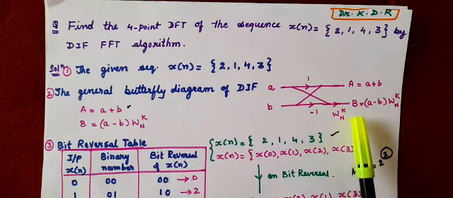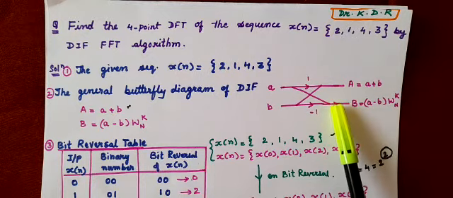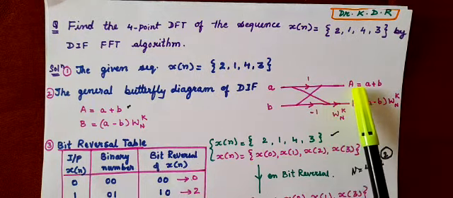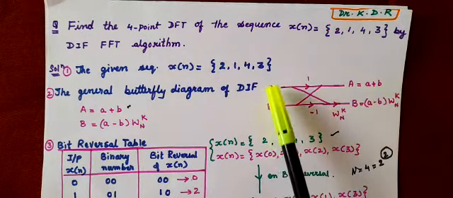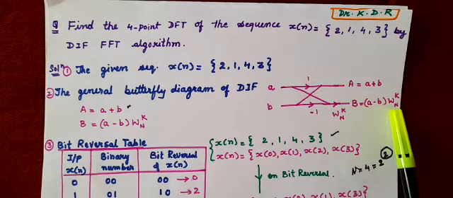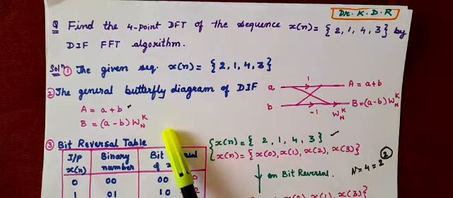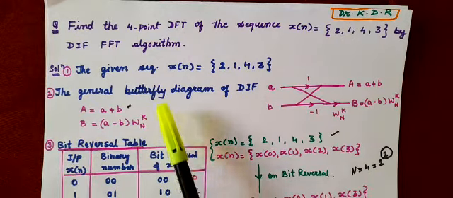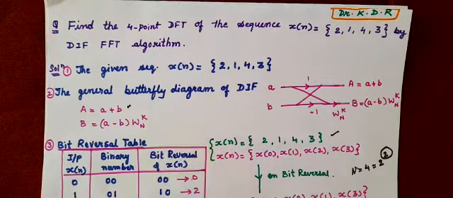You have to observe here the twiddle factor is placed at the end of the bottom line in DIF. What is the output equation of the first line? A plus B. Second line equation, A minus B, Wn to the power k. These two equations you have to remember while solving the flow graph problem. The upper line equation is A plus B. The lower line output equation is A minus B, Wn to the power k.